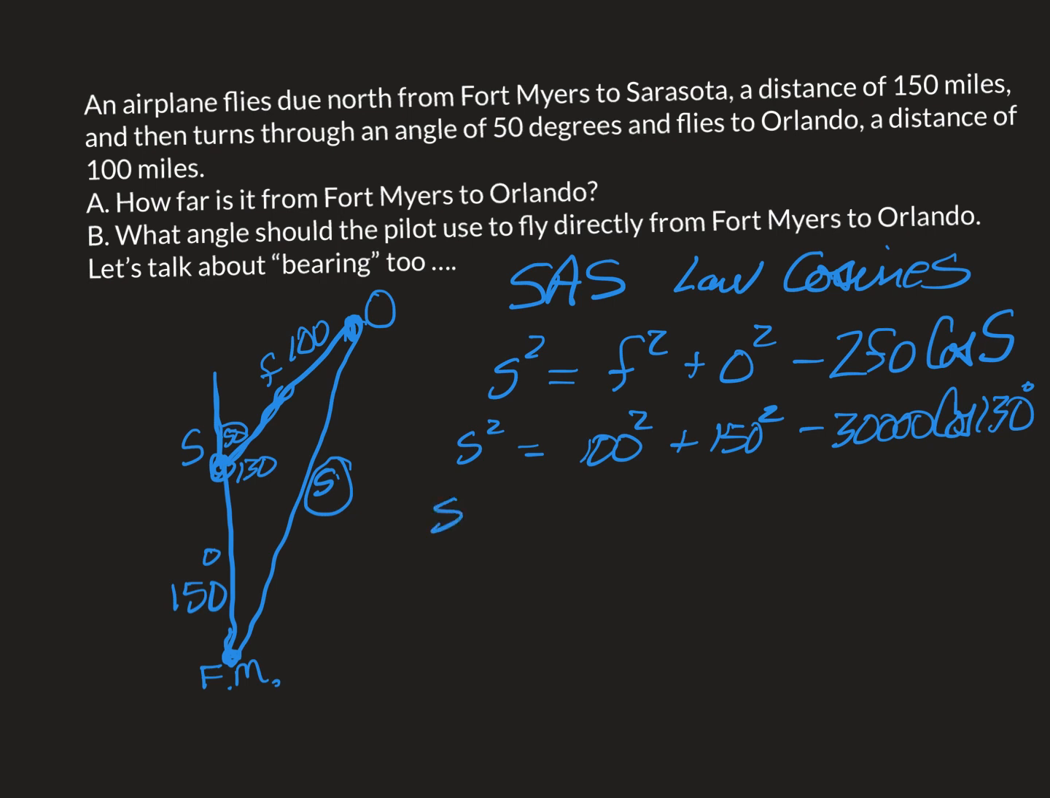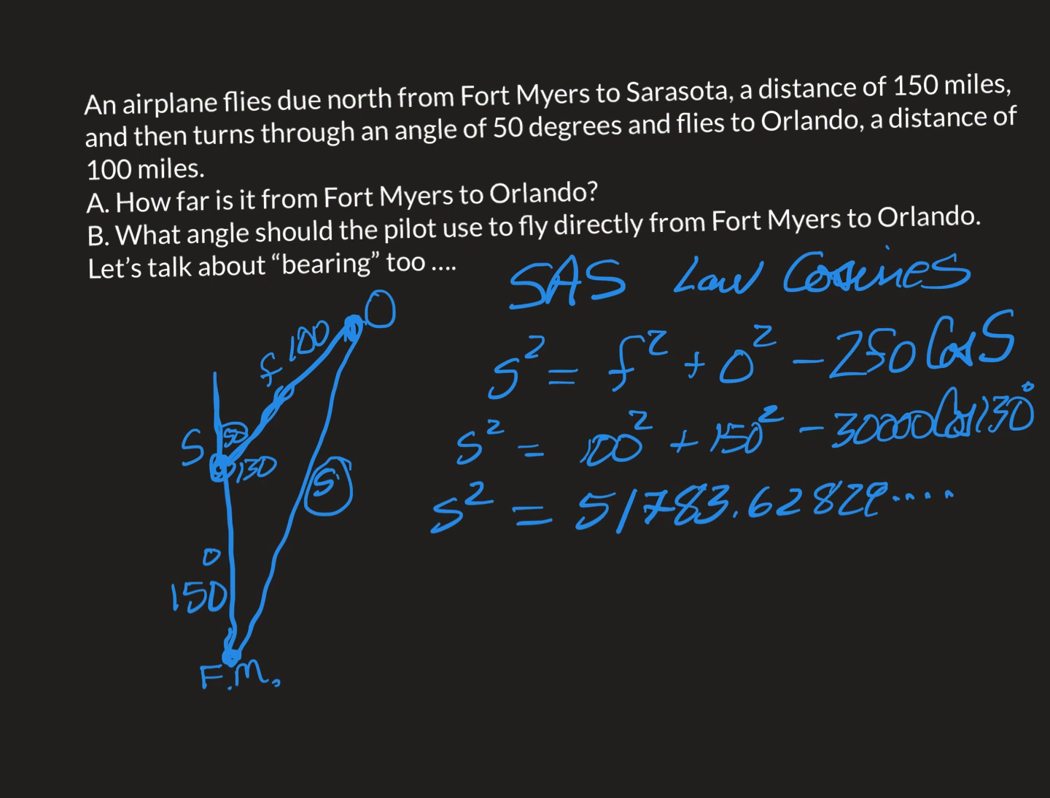So let's figure out the right side, and then we'll take the square root. All right? So we're going to take 100 squared plus 150 squared, and we're going to subtract 30,000 cosine of 130 degrees. Make sure your calculator is in degree mode, and we get S squared equals 51,783.62829, etc.